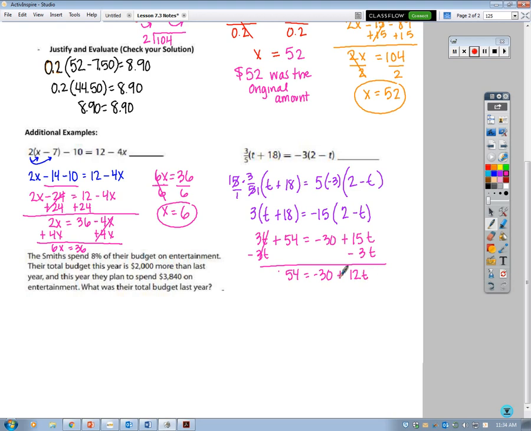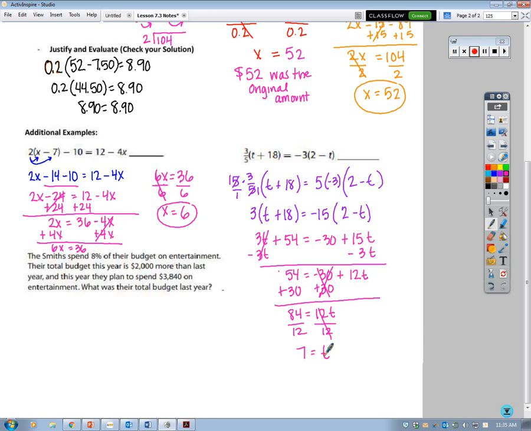So I've got these combined. I need to combine my constants. I'm going to add 30 to both sides. And I do that because I can't move my 54, because then I have nothing left on that side of the equal sign. So I've got 84 equals 12t. So since that is 12 times t equals 84, I'm going to go ahead and divide by 12, both sides. So I've got 84 divided by 12, which is 7. So 7 equals t.